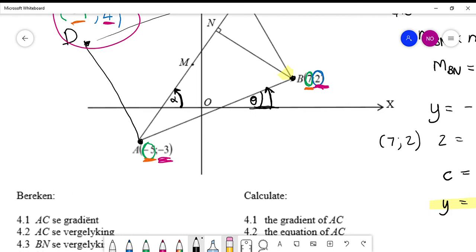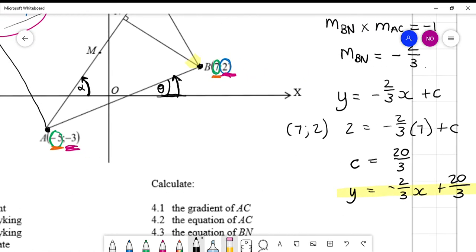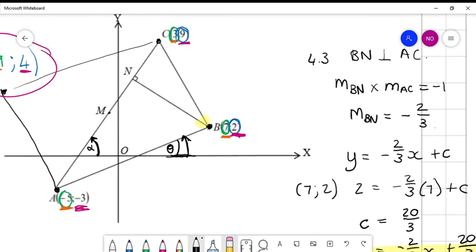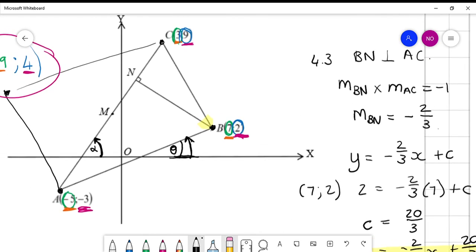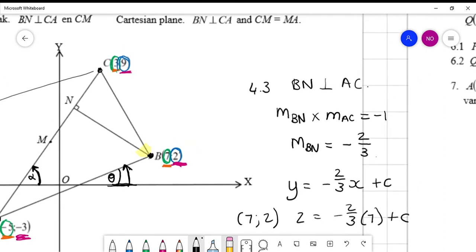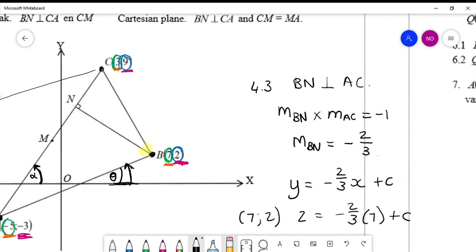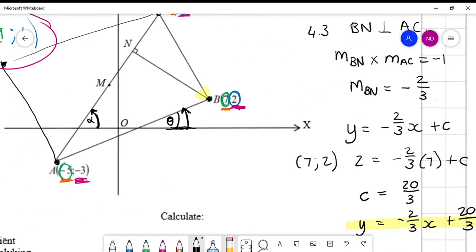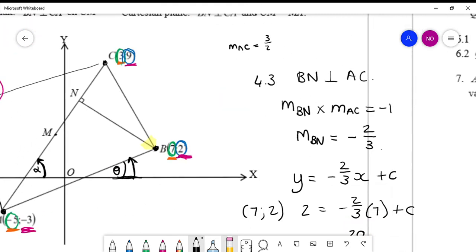Goed, almal by. Ons gaan nou daai twee hoeke uitwerk. Ek gaan vir julle wys hoe om te gebruik. So when you're working with the inclination of a line, net eers kyk of hier nie iets is wat ek nodig het nie. Niks verder.